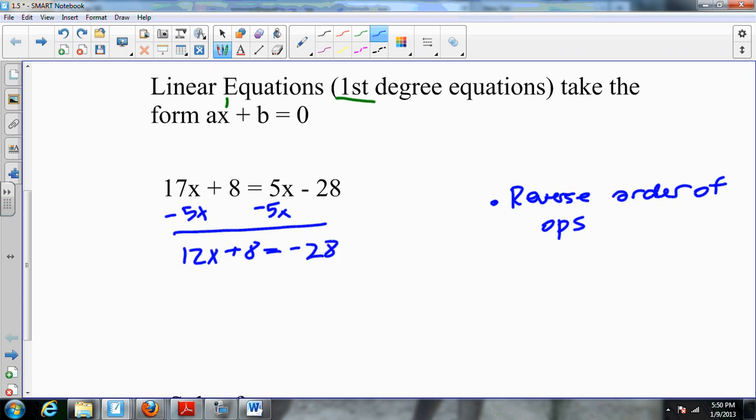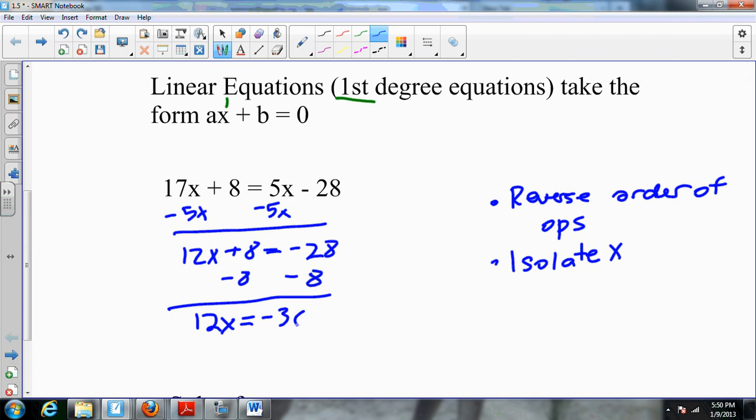We are trying to isolate x. So subtract the 8. Goes to 12x equals negative 36. Last step is to divide by 12, and x equals negative 3.